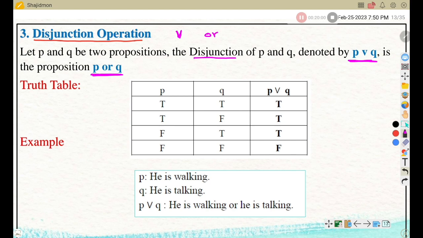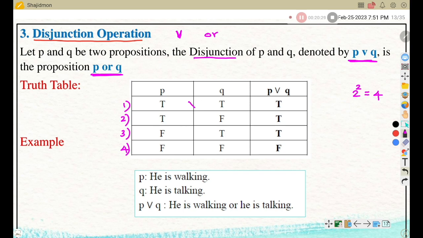So here also we have two variables, P and Q. So how many rows should be there in the truth table? 2 power number of variables, that means 2 power 2, so 4 rows should be there. You can see this is the first one, second one, third one and fourth one. So the truth values of propositions P and Q are true true, true false, false true and false false, as I discussed before. Now what is the truth value of the disjunction operation, the or operation?